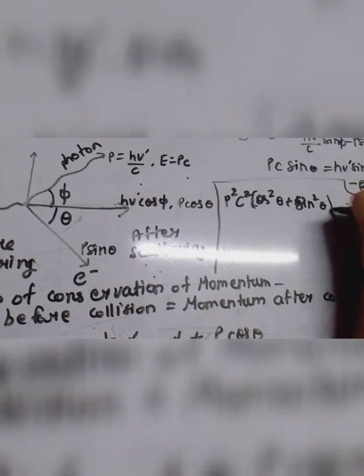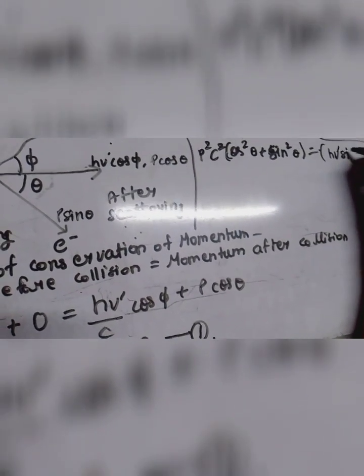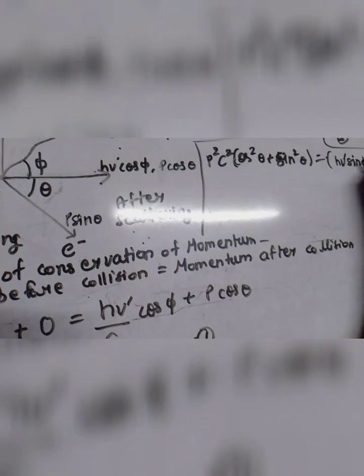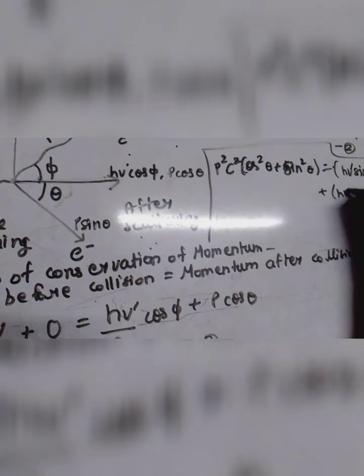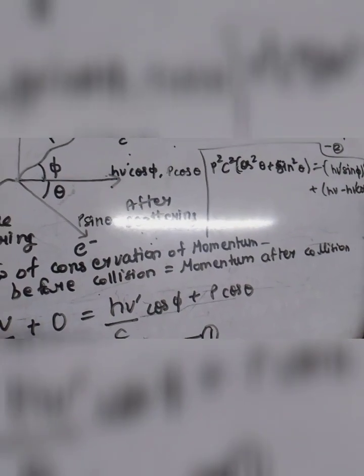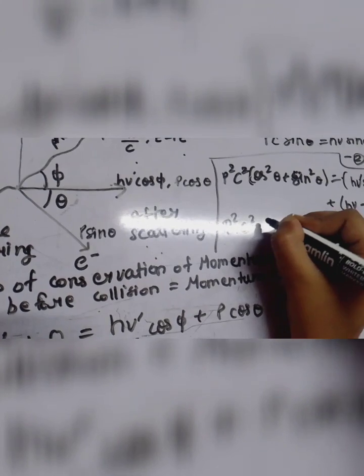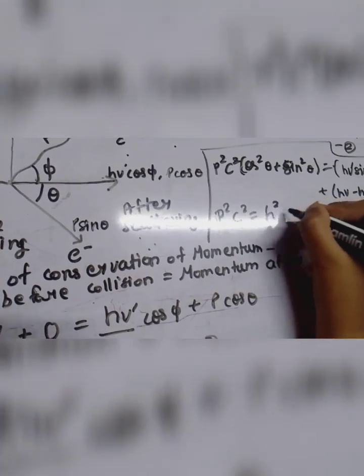Sin square theta is equal to (h mu minus h mu dash cos phi) and h mu dash sin phi. I am adding them by squaring. You can do this by yourself also, and here you will get an equation. So when I solve this, at last I will get p.